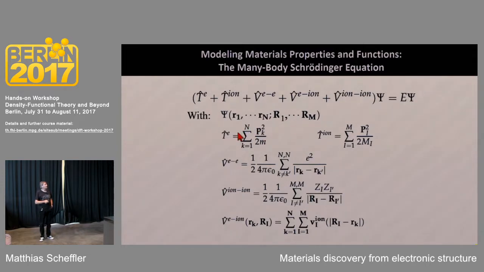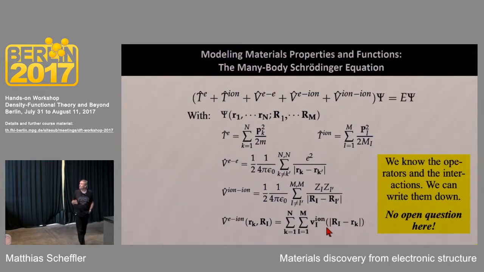The operators we know, right? It's just really the momentum operator divided by 2m electron mass, or momentum operator by 2m nuclear mass. Electron-electron interaction is mainly the Coulomb interaction between electrons. Ions is also Coulomb interaction, and electron-ion is also Coulomb interaction of an electron in the electrostatic field of an ion. So the operator is 100% known. There is no open question. We know the Schrödinger equation exactly. So what is the problem?